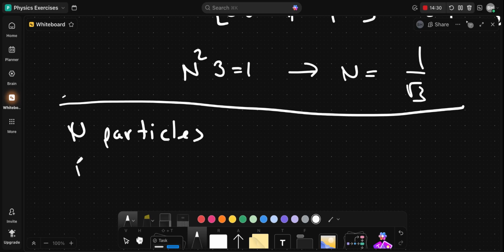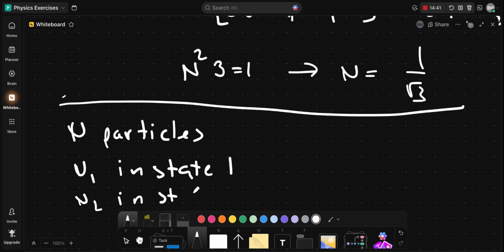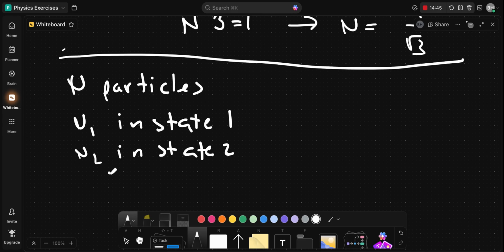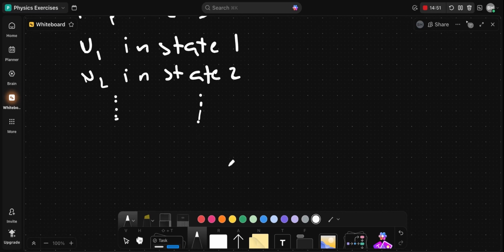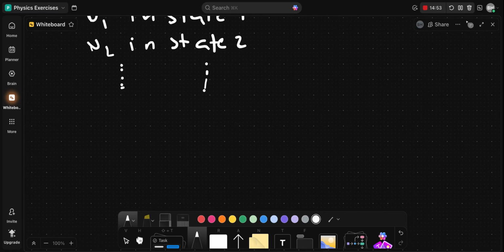And of these particles, n1 is in state 1, n2 in state 2, and so forth. Okay, so this is a general wave function. And I just want to finish off by writing the general form for such a wave function.